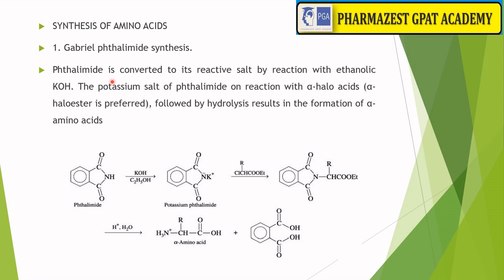Next, coming to the important methods of synthesis of amino acids. The important methods for the synthesis of amino acids are: first one, Gabriel phthalimide synthesis.